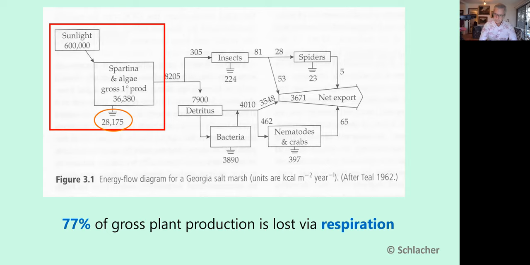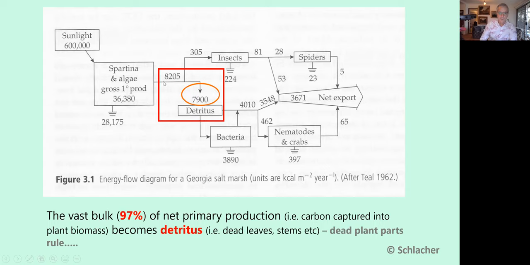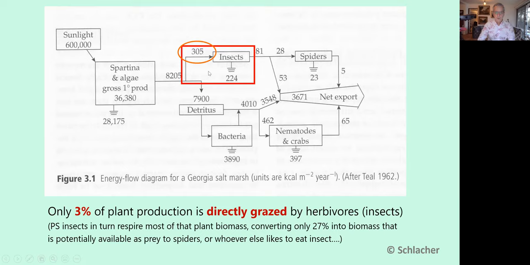So a lot of that energy which comes from the sun is immediately lost because the plants need to live as well and they respire. So the energy which then is available is about 8,205 kilocalories. 97% of it dies and goes into detritus. So the grass dies and floats away into the yonder. So in essence, it all comes back to the cabbage on Cook's head. That is then available for colonization by bacteria. As a matter of fact, only 3% of plant production is directly grazed.